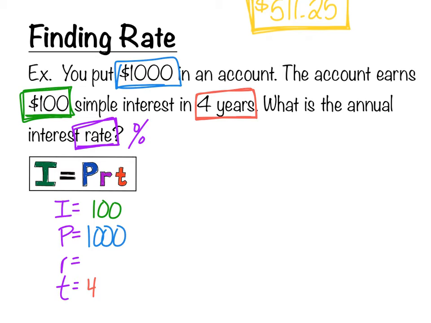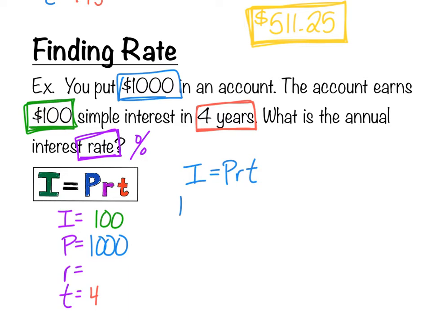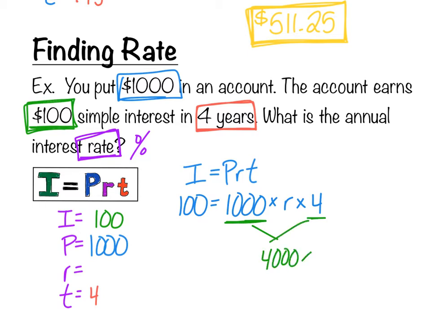So I'm going to write my I equals PRT formula. I equals PRT. I'm going to plug in 100 for I. I'm going to plug in 1,000 for P. I don't know what R is, but I do know that T is 4. So to solve for R, now on the right side of the equation we have the R, right? We want to get R by itself. So what I can do is multiply the two numbers that I do have. 1,000 times 4 is 4,000. And then I can just write it like that, 4,000 times R.